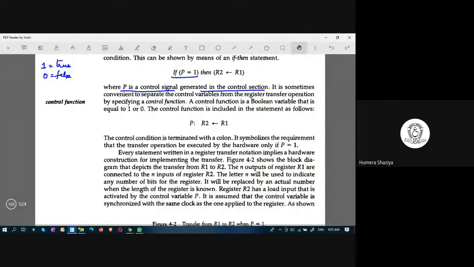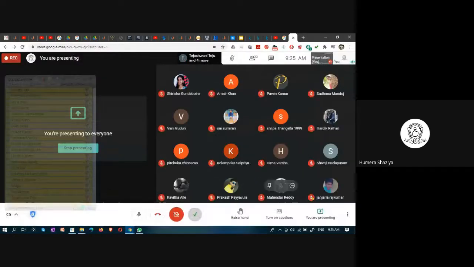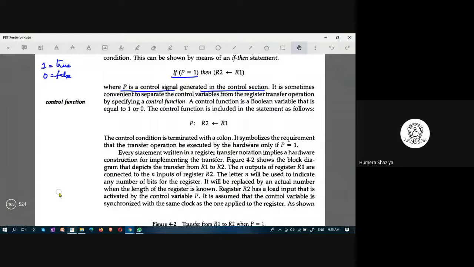If this condition is true, only then this transfer takes place. Otherwise, this transfer does not take place if it is false, and that is denoted in this manner. This is the control variable, the control signal, and this is known as a control function. When this condition is true, only then this transfer happens. Okay, the third statement which we studied is that there is a control that initiates the transfer process.